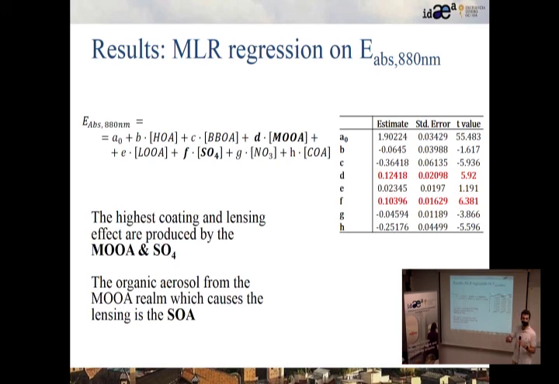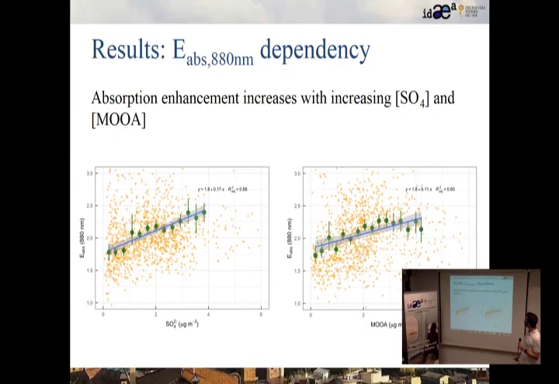So yeah. And then the sulfates, which are very white, scattering particles, which if they coat are very efficient at lensing the light into the black carbon core. So they are the most efficient, so that is mainly due to the secondary organic aerosol. So now, as we can see for both figures, the absorption enhancement increases with an increase of concentration of the sulfate and the MOA, as we expected. So that's not good, but that's good to know.